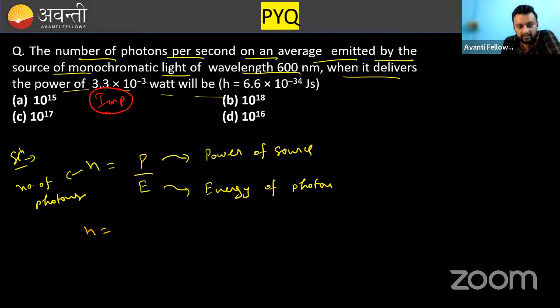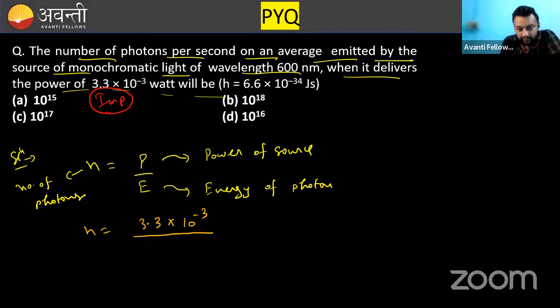So N is equal to P, which is given as 3.3 into 10 raised to the power minus 3 watt, divided by energy, which is hc by lambda. Now one thing to be very clear. In this hc by lambda, if we put hc as 1240 and lambda in nanometer, then it will give energy in electron volt. But the power is given in watt, that is joule per second. So there will be a difference in units. One is in joule, the denominator will be in electron volt. So I am not using that 1240 term.